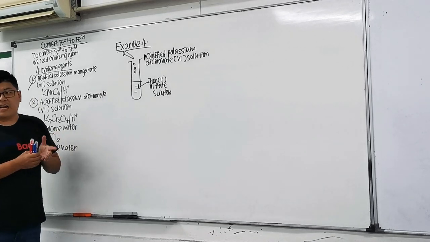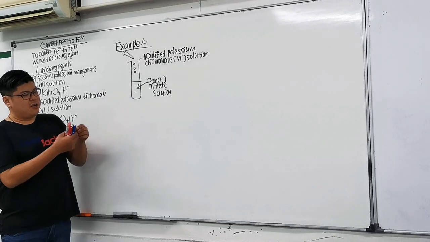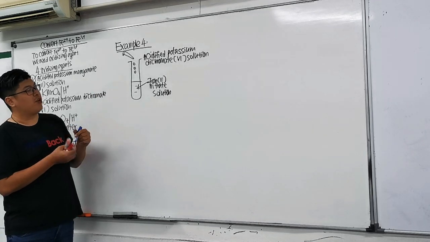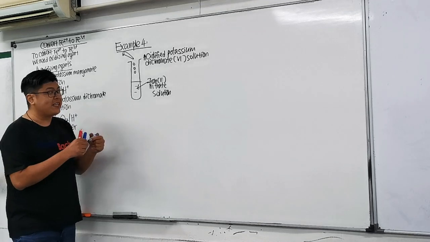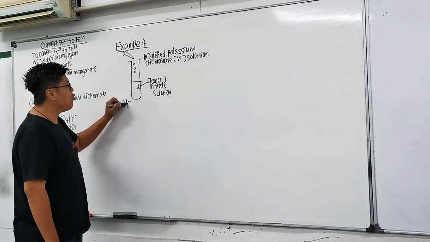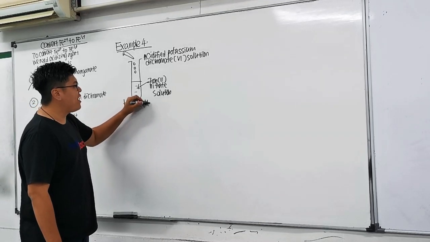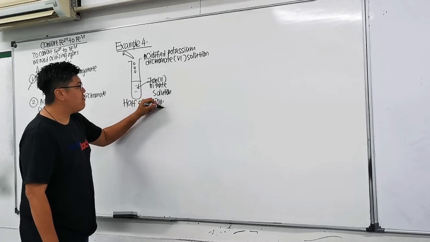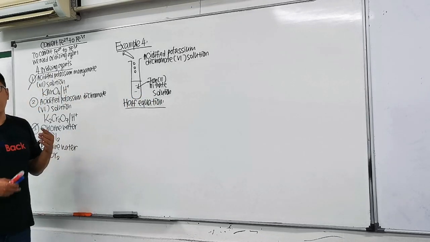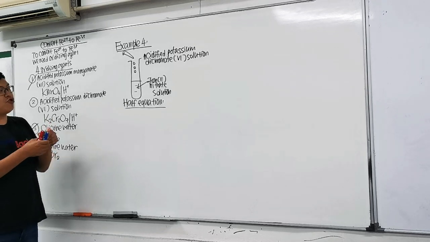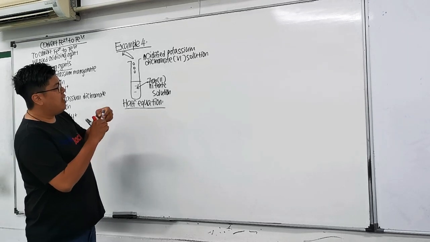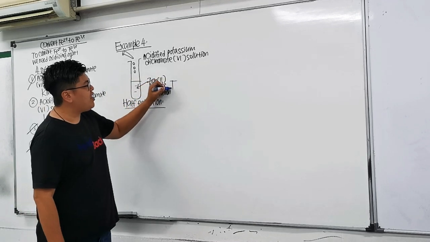I said last week, whenever you have a redox question, the first thing is to try your level best to squeeze out the half equation. You must always write the half equation first, because if you can't write the half equation, you're going to have a hard time in this chapter. I mentioned it last week, guys. Iron(II) is Fe2+.